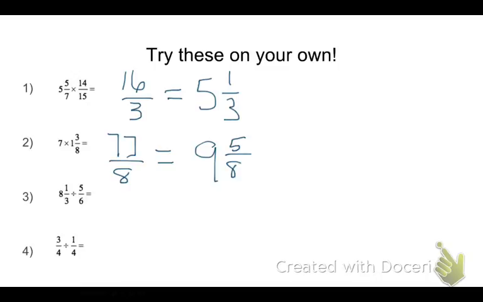Number 3, this one was division. You needed to do same, change, flip. You get 10/1. Any whole number, or anything over 1 is a whole number. So the answer is just 10. And number 4, 3/1 is your answer. Again, anything over 1 is a whole number, so the answer is 3.